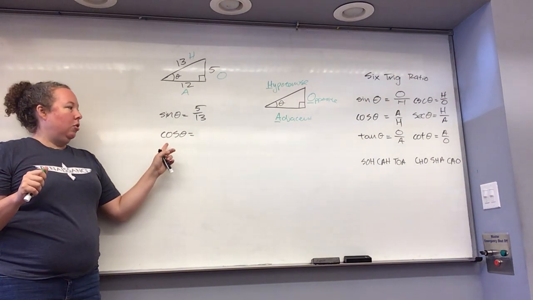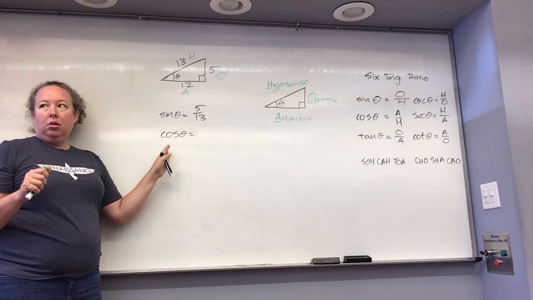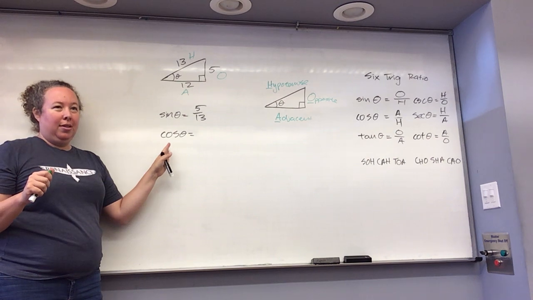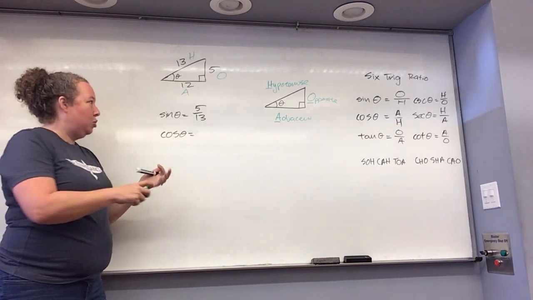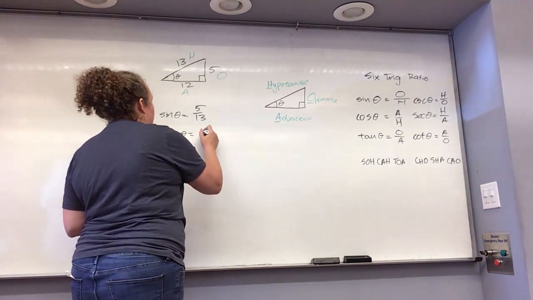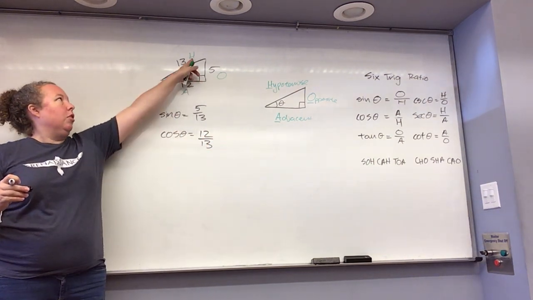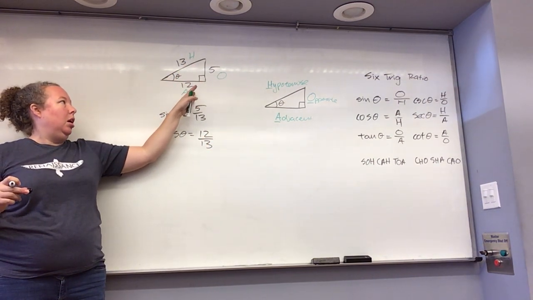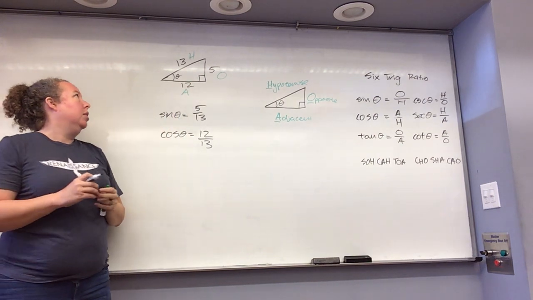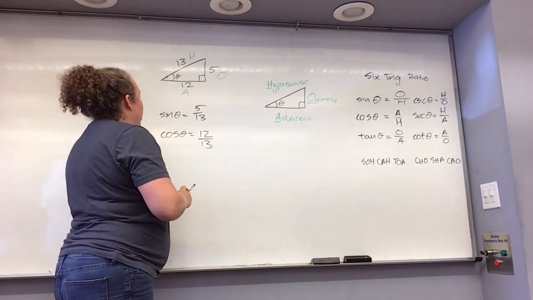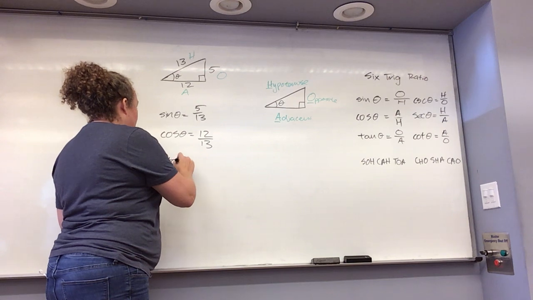Okay, so let's see. Yes, Ollie. It's 12 over 13. Because cosine is adjacent over hypotenuse, and our adjacent is 12, and our hypotenuse is 13.